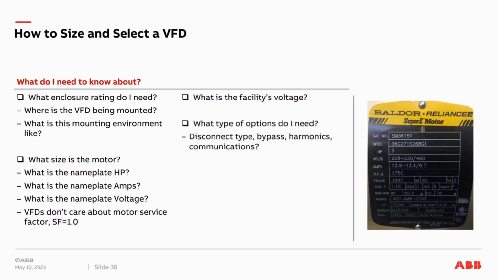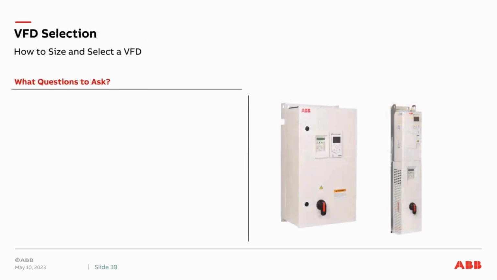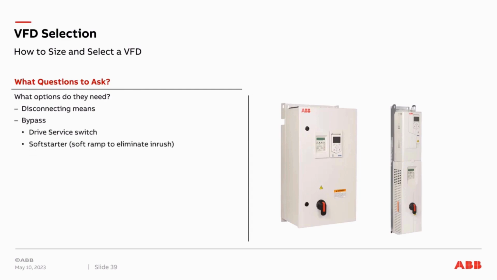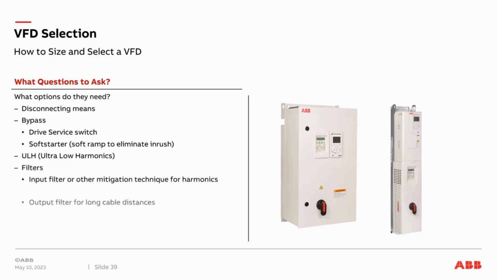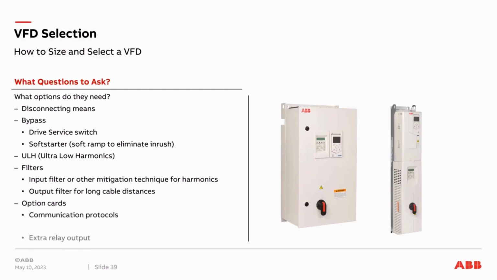What type of options do I need? Disconnect type, bypass, harmonic mitigation, and communications. There are all possible options you can buy with your drive. So some questions we can ask: what options do you need? Disconnect means, bypass, drive service switch, soft starters, which provide a soft ramp to eliminate inrush, ultra-low harmonic drives, input filters and other mitigation techniques to reduce harmonics, output filters for long cable lengths, option cards for communication protocols, and extra relay outputs.